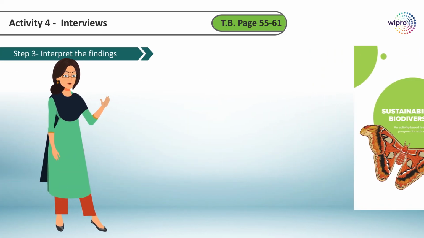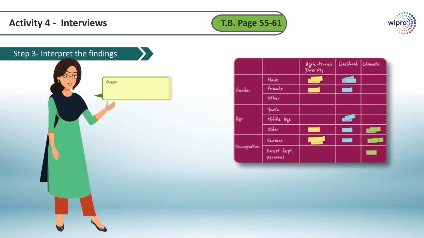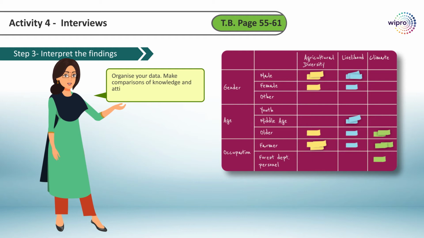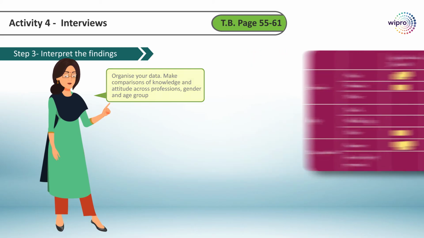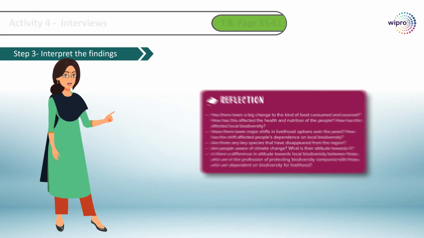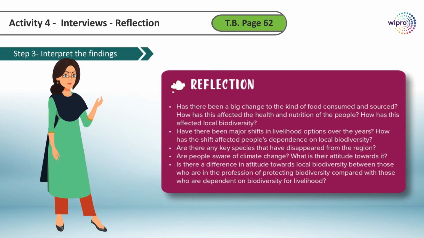Step 3. Interpret the findings. Organize your data. Make comparisons of knowledge and attitude across professions, gender, and age group. Once this activity completes, students can reflect on: has there been a big change to the kind of food consumed and sourced? How has this affected the health and nutrition of the people? How has this affected local biodiversity?